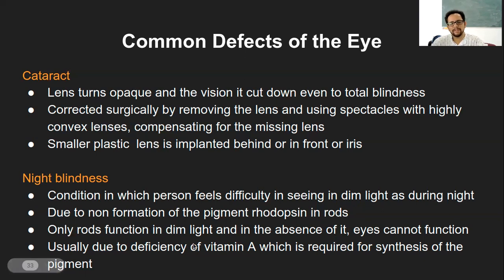Usually this is due to the deficiency of vitamin A. Why vitamin A? Because vitamin A is the precursor molecule in the formation of rhodopsin. So if vitamin A is less, rhodopsin will be less, and ultimately the night sight will be less. That's why we usually say eat carrot, eat radish and such things which contain a lot of vitamin A. So that's how night blindness happens.